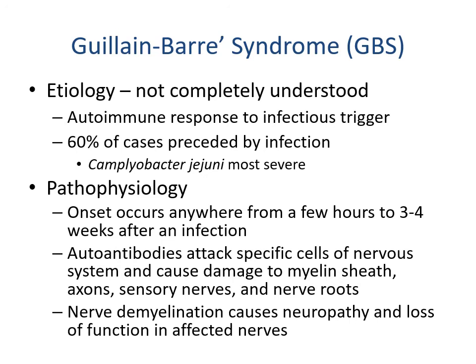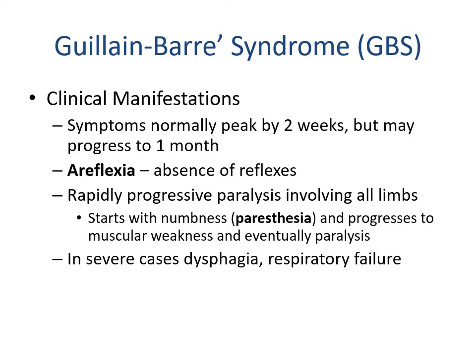So autoantibodies attack specific cells of the nervous system and cause damage to the myelin sheath, axons, sensory nerves, and nerve roots. So nerve demyelination causes neuropathy and a loss of function in affected nerves. And so symptoms normally peak by 2 weeks, but may progress for up to a month. So the patient develops areflexia, or a loss of reflexes, and rapidly progressive paralysis involving all limbs. So it starts with numbness or tingling with paresthesia and progresses to muscular weakness and eventual paralysis, and in severe cases, dysphagia and respiratory failure.